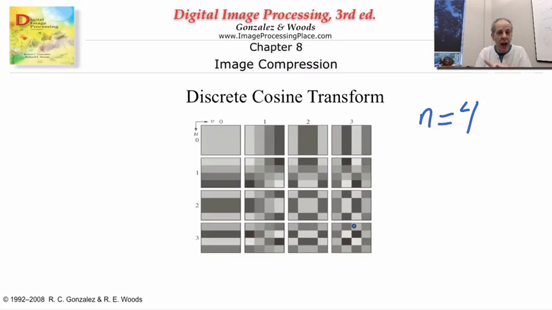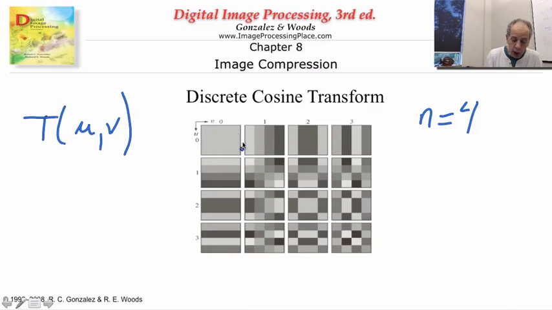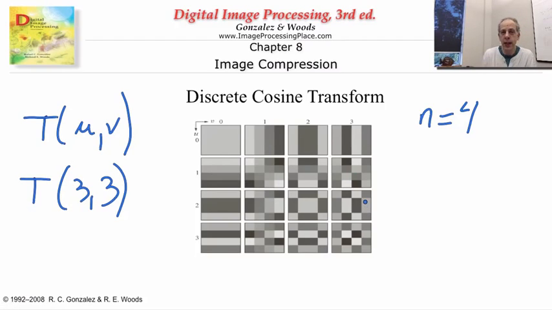So if your image is flat, your t, u, v is going to only be non-zero for this. If your image has a lot of variations, you're going to have coefficients also for t, 3, 3. So each one of the t, u, v's tells you how much of this type of component you have. Okay? So you have represented your n by n image as a linear combination of this type of images.